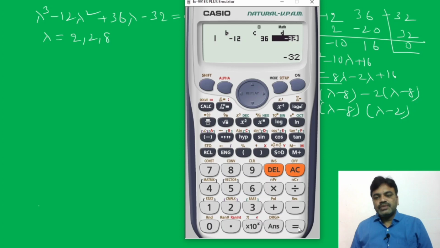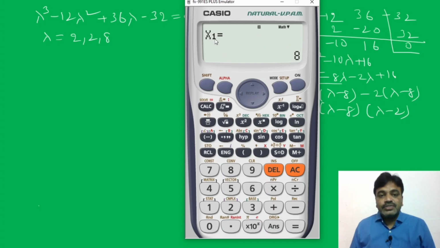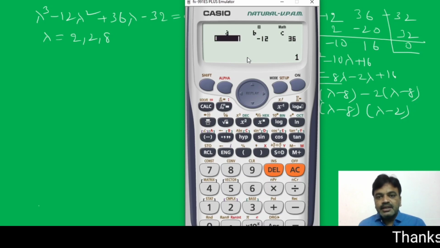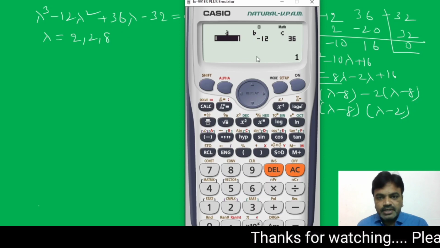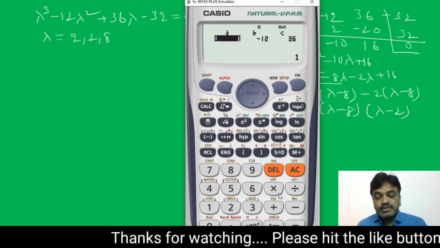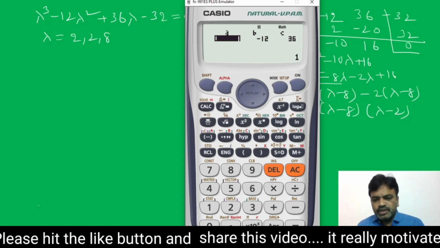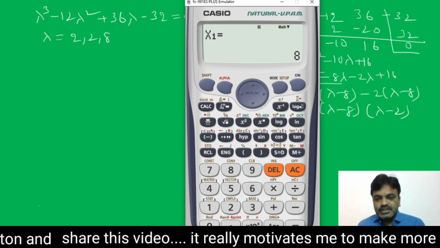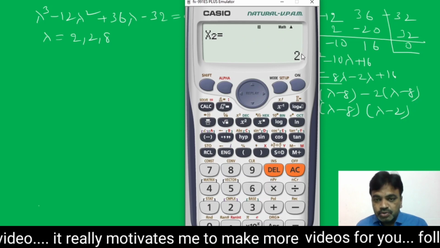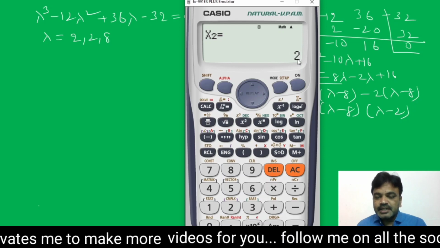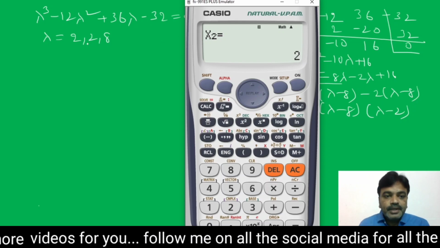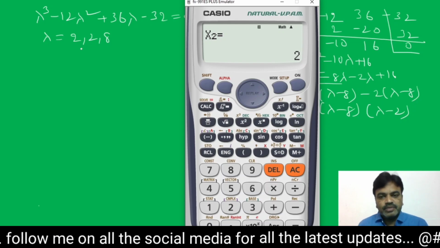Okay, is equal to, again press is equal to, then we get x1 that is equal to 8. See, friends, here we get x1 equal to 8, and again press is equal to, then we get x2 equal to 2. Again press. If you observe here, we have the values 1, minus 12, 36. That means what is the degree here? Degree is 3. We get how many roots? 3 roots, but it shows only 2 roots, friends. That means x1 is equal to 8 and x2 is equal to 2, means the second root is repeated 2 times, friends. That is our observation here.